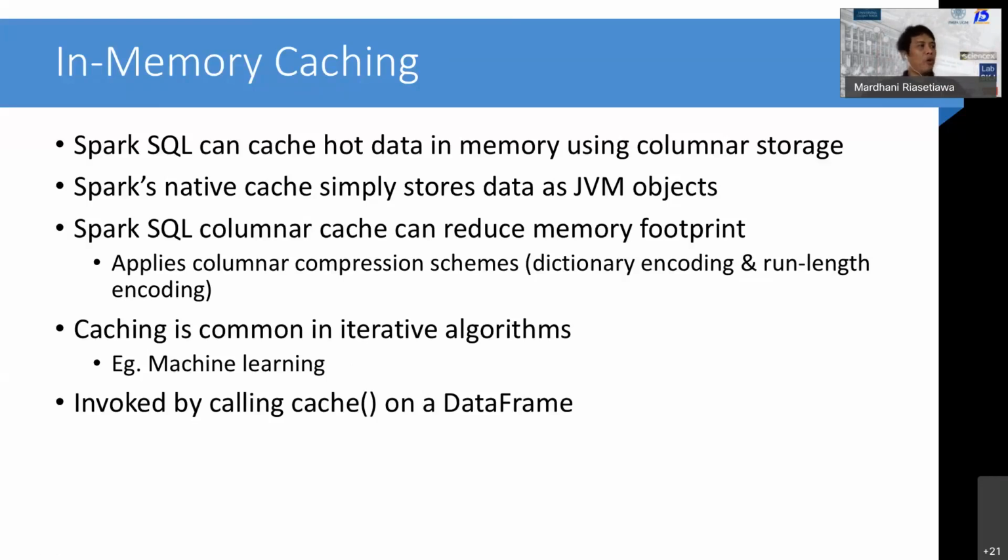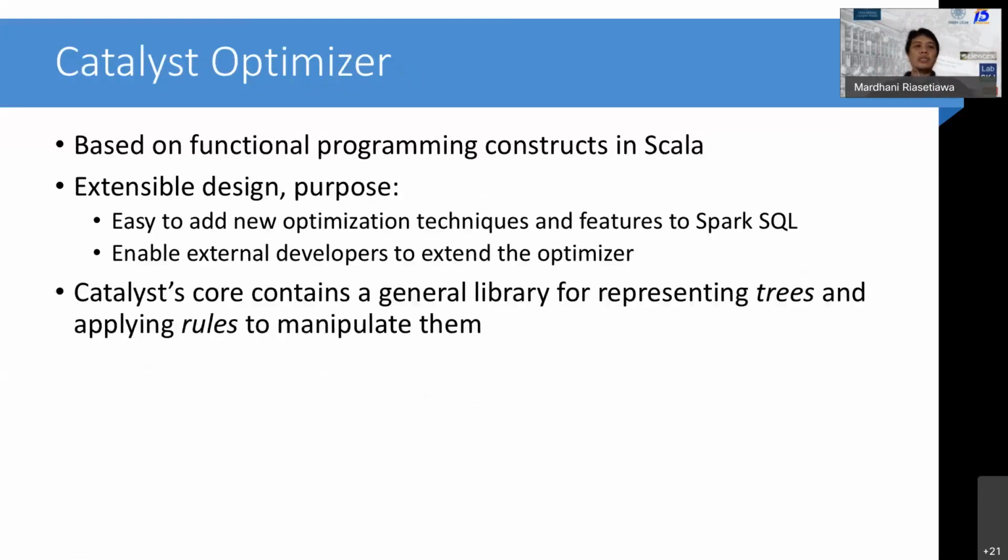And then it is invoked by calling cache on a data frame. Because it needs to handle a huge memory usage, that's why we need the Catalyst optimizer. If you still remember the concept of functional programming, actually it's very simple. Why are we using functional programming? Because functional programming gives us flexibility and capability to handle the programming purpose based on functions.